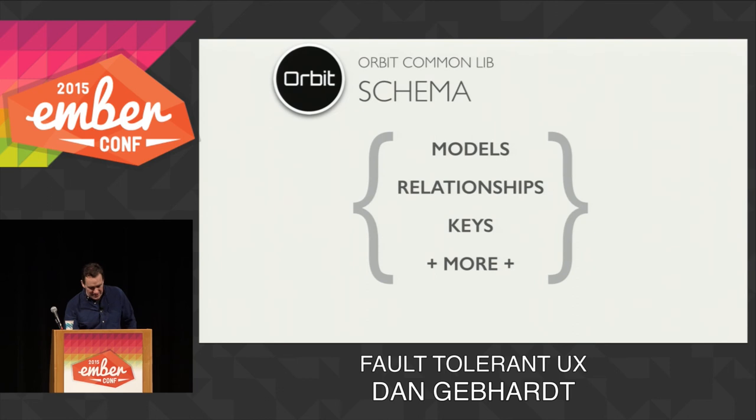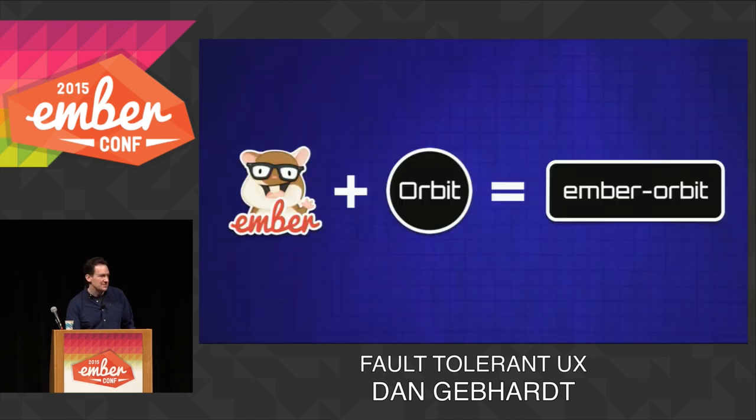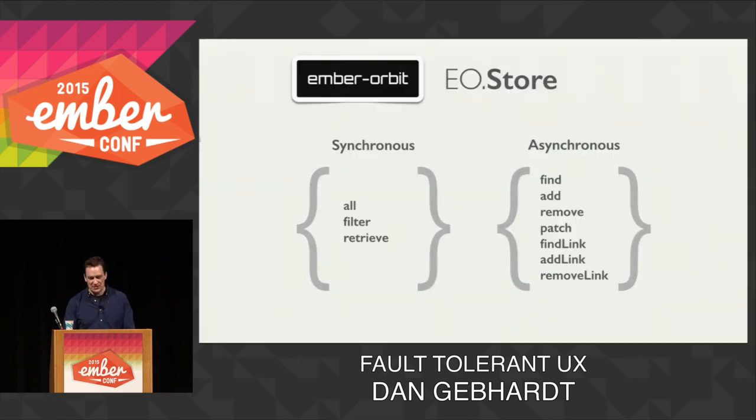And in order to normalize the data between these sources, they need to agree on a schema. So it models relationships and keys. Now, since I'm at Emberconf, when I talk about Orbit and Ember, I need to talk about Ember Orbit, which is a separate library that should feel familiar to you if you're an Ember Data user. It has a store that encapsulates an Orbit source, and that provides both synchronous and asynchronous methods.